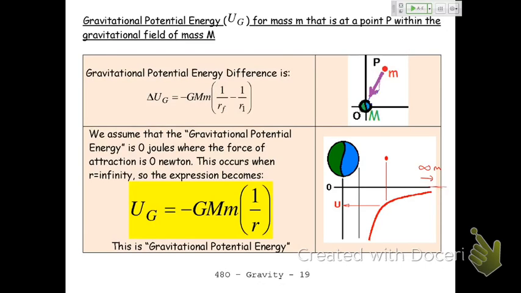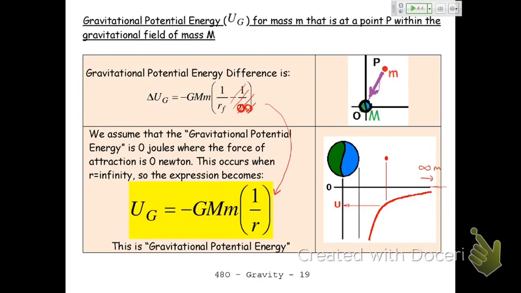So what I do is I say, oh, look at this. G, M1, M2, 1 over R final minus 1 over R initial. And I imagine moving my second mass from infinity. So that becomes 1 over infinity, because it's infinitely far away. And what is 1 over infinity? 0. So that term goes away. So I get that term.